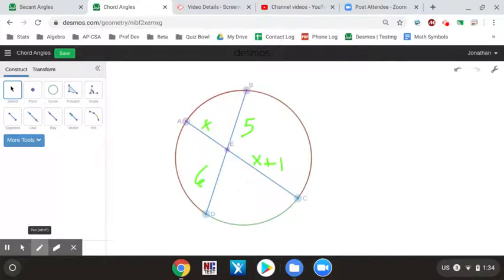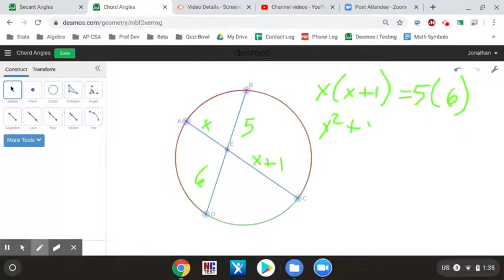Since they meet on the inside, I just multiply their two pieces. So what I'm going to have is x times x plus 1 is equal to 5 times 6. And since it's multiplying, it makes no difference which one you put first and last. You might be able to guess and test and come up with the answer, but to solve this the quote-unquote right way, I would need to distribute the x through the parentheses, x squared plus x, and multiply 5 times 6, that's 30.